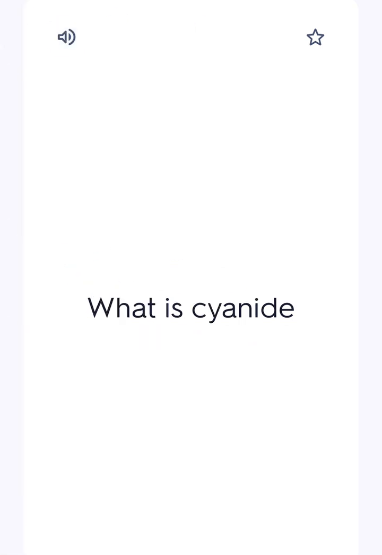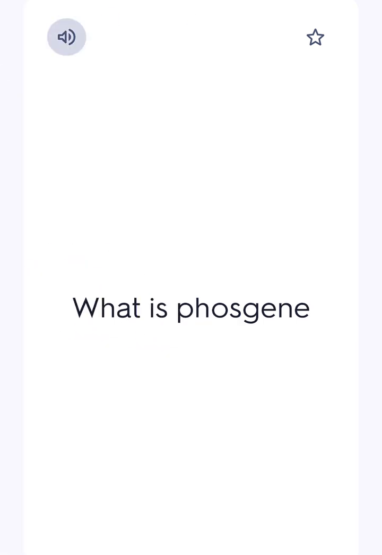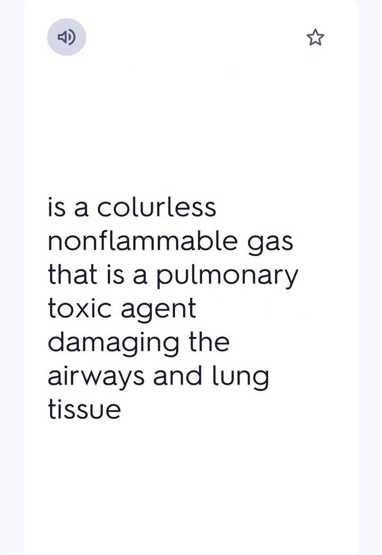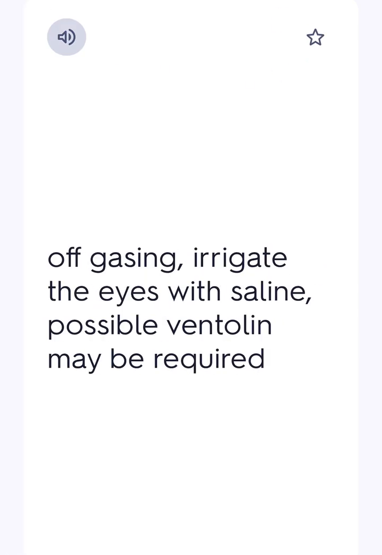What is cyanide? A chemical that evaporates quickly and prevents the cells from using O2. What is phosgene? Is a colorless non-flammable gas that is a pulmonary toxic agent damaging the airways and lung tissue. What is the treatment for riot control agents? Off-gassing, irrigate the eyes with saline, possible Ventolin may be required.